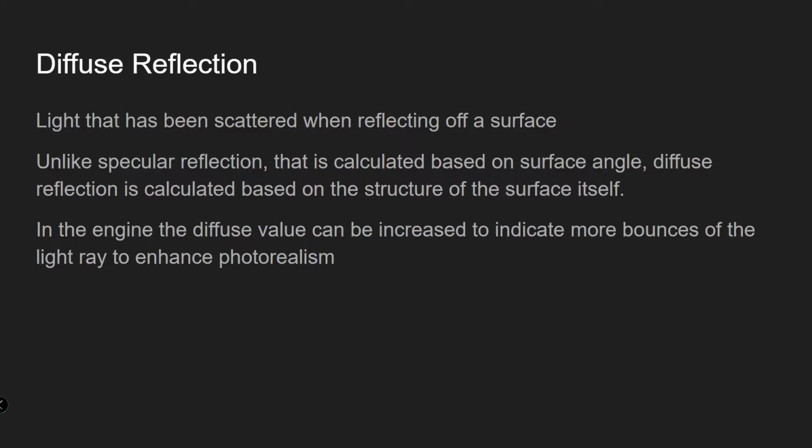Diffuse reflection is light that has been scattered when reflecting off a surface. Unlike specular reflection that is calculated based on the surface angle, diffuse reflection is calculated based on the structure of the surface itself. In the engine, the diffuse value can be increased to indicate more bounces of the light ray to enhance photorealism. So in Unreal Engine, by increasing the diffuse light value, you can in turn increase the number of bounces. This can brighten up your scene depending on how many bounces of light you have.